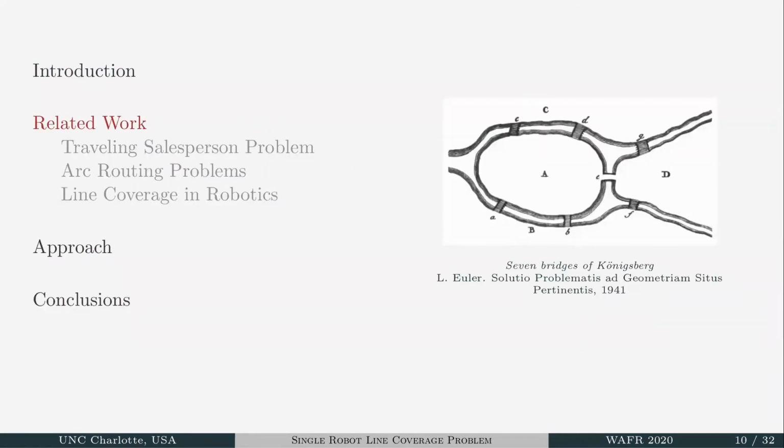We now discuss the related work. The traveling salesperson problem and the arc routing problems are related to the line coverage problem. We'll also discuss the applications of line coverage in robotics.